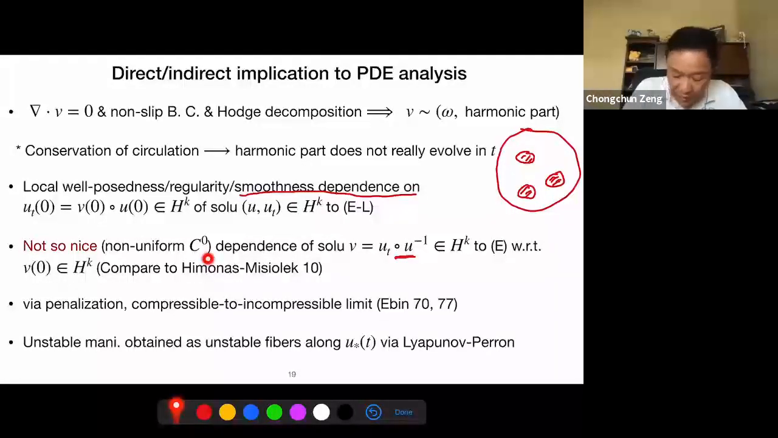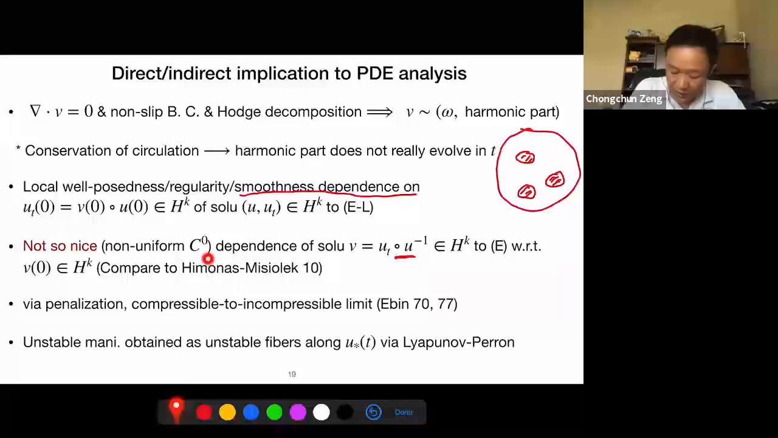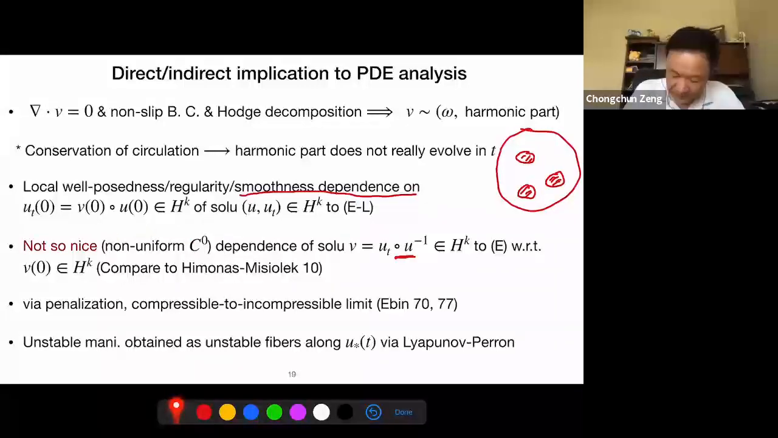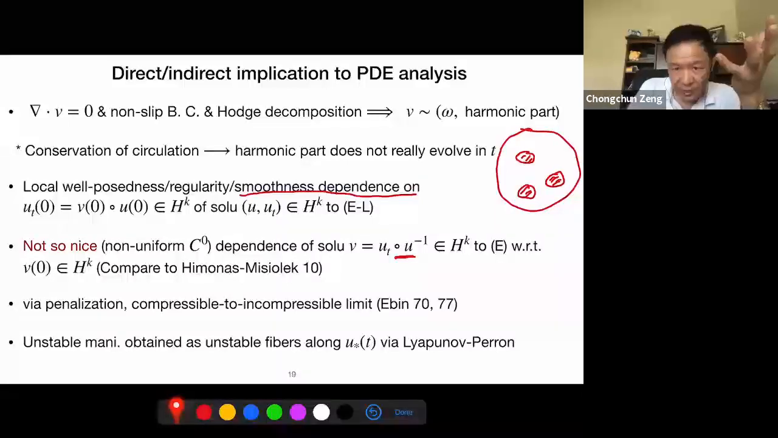So conceptually, the transformation from the Lagrangian formulation to the Eulerian formulation immediately explains this non-uniform continuity on the initial data. And another thing is that one can treat the Euler equation as an infinite dimensional ODE, but constrained to the manifold of volume preserving maps. Then if one relaxes the volume preserving constraint, you get a compressible Euler equation. That becomes a penalization problem.